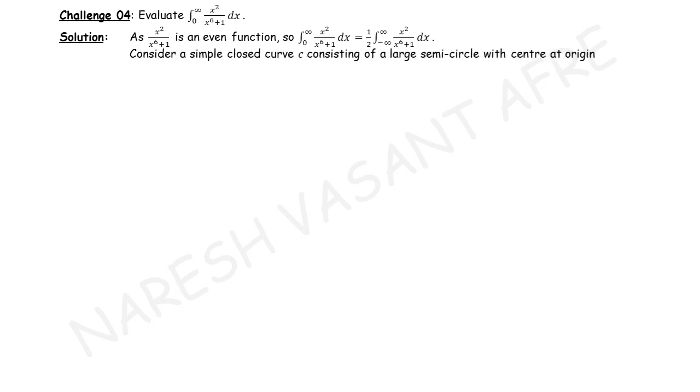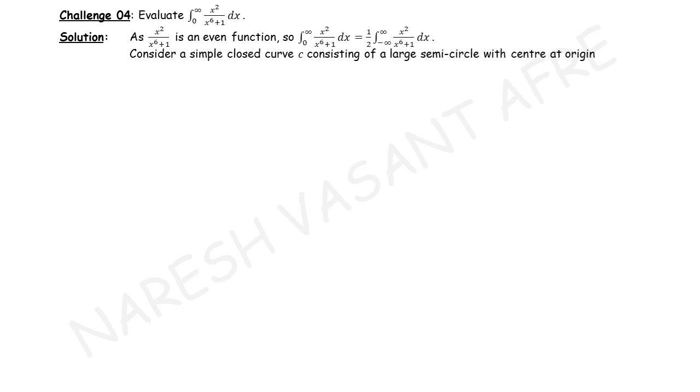Now here we have to evaluate the integral from 0 to infinity of x square divided by x raised to 6 plus 1 dx. Note here that the integral is not of the type that we were discussing, but observe that as x square divided by x raised to 6 plus 1 is an even function, this integral is equal to half times the integral from minus infinity to infinity. So yes, now we can solve this problem.